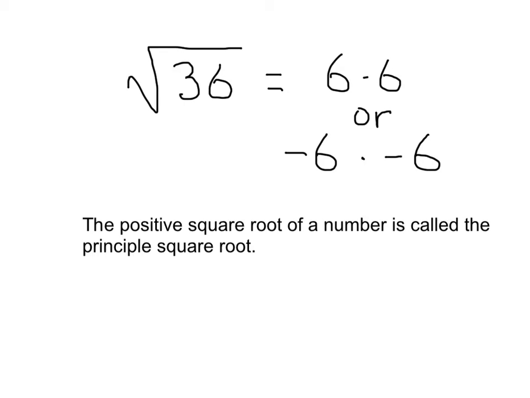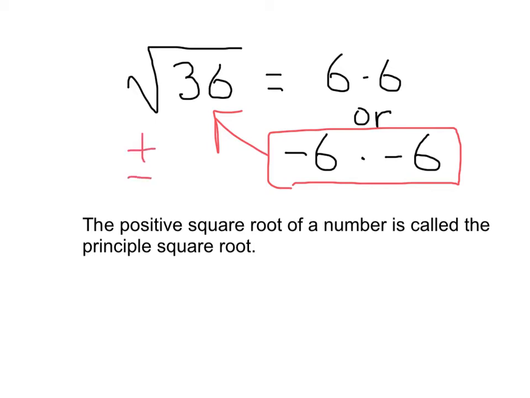All right, so here we have the square root of 36, which would equal 6 times 6. But also notice this, that if we took negative 6 and multiplied it by itself, we would also get 36. So when we take a square root of a number, we often have a positive and negative root that would work. So the square root of 36 could be positive 6, or it could be negative 6.